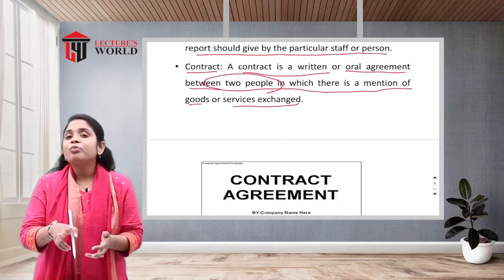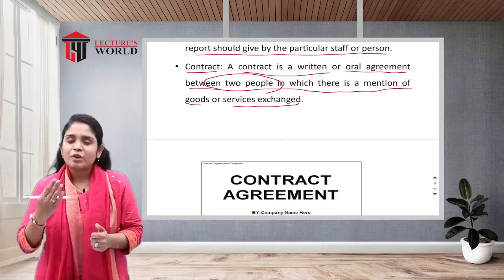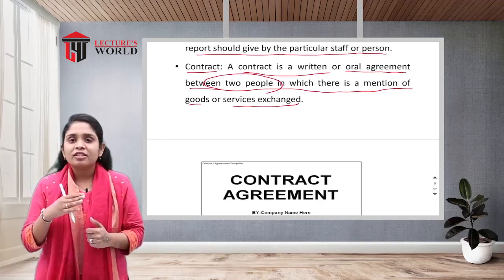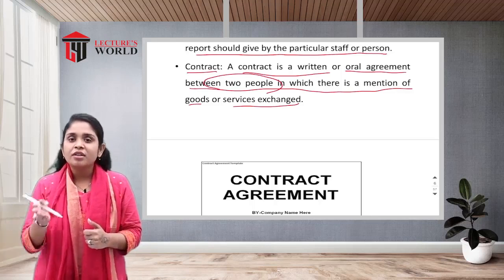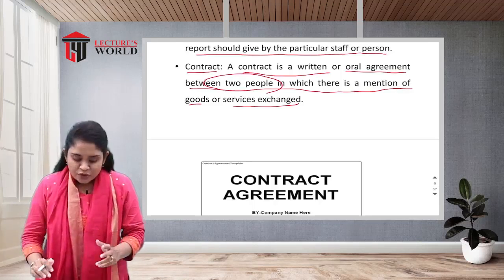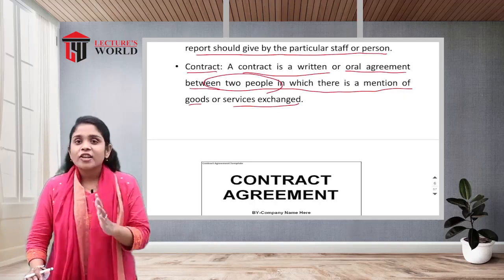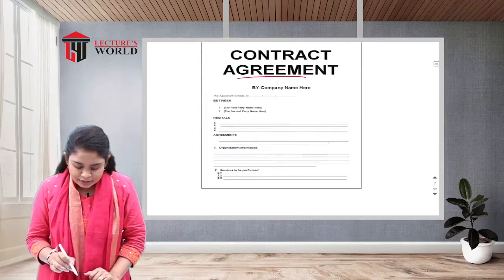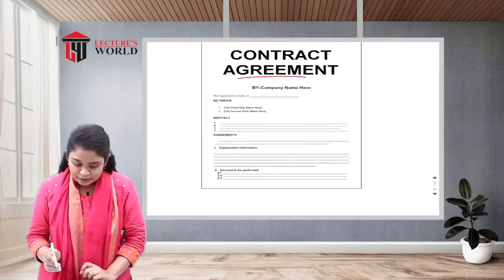So an agreement or a contract can happen between two parties: between one person and another person, or between a person and an institution, or a person and an organization. This contract agreement is simply one example.